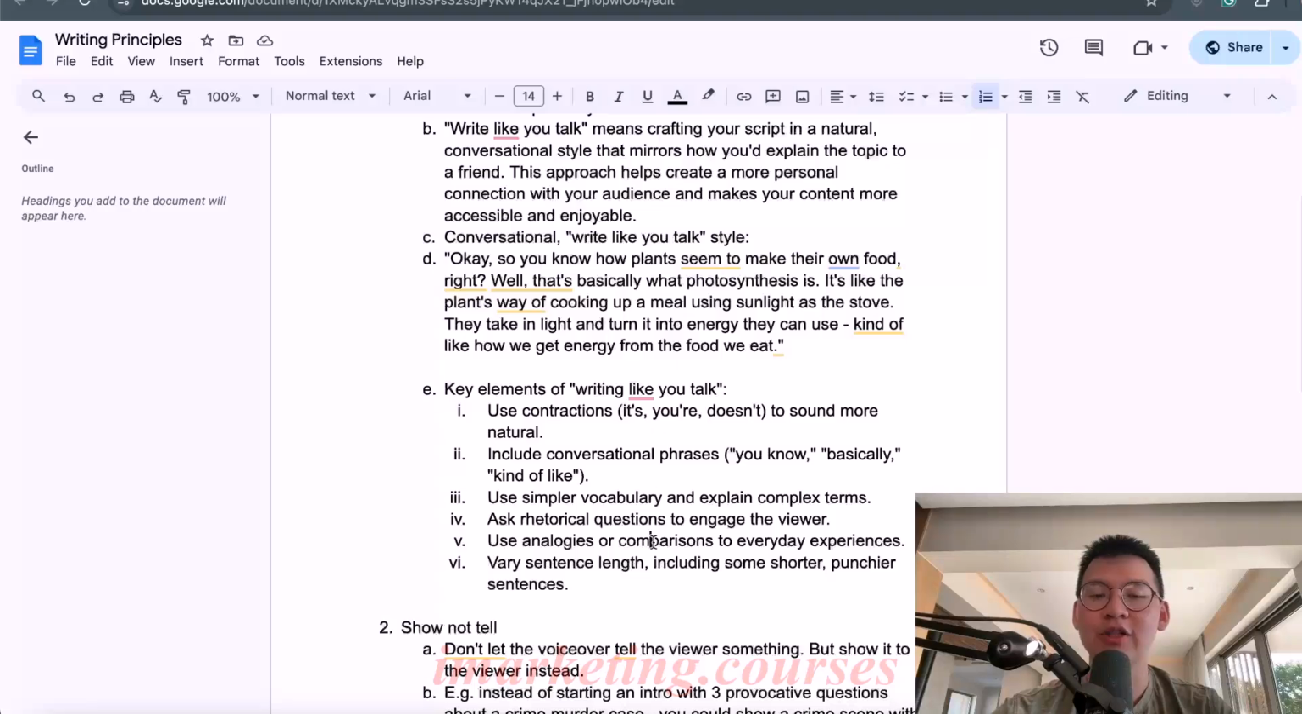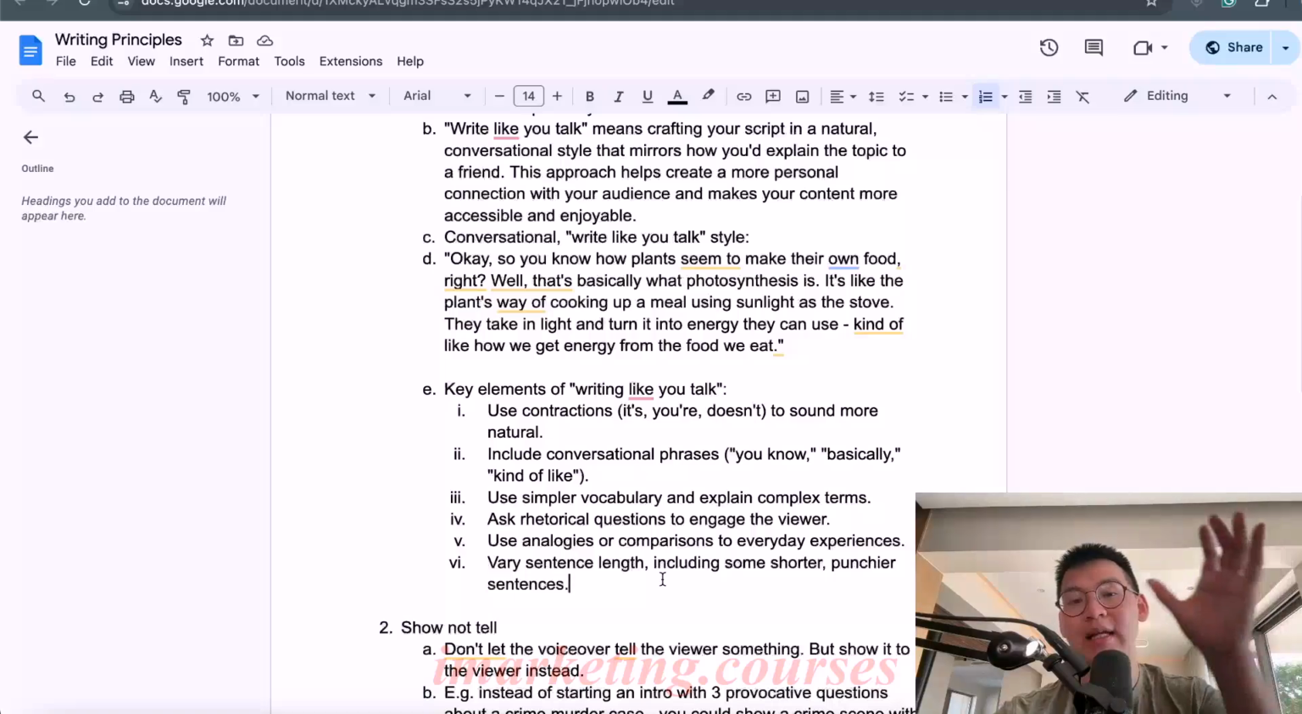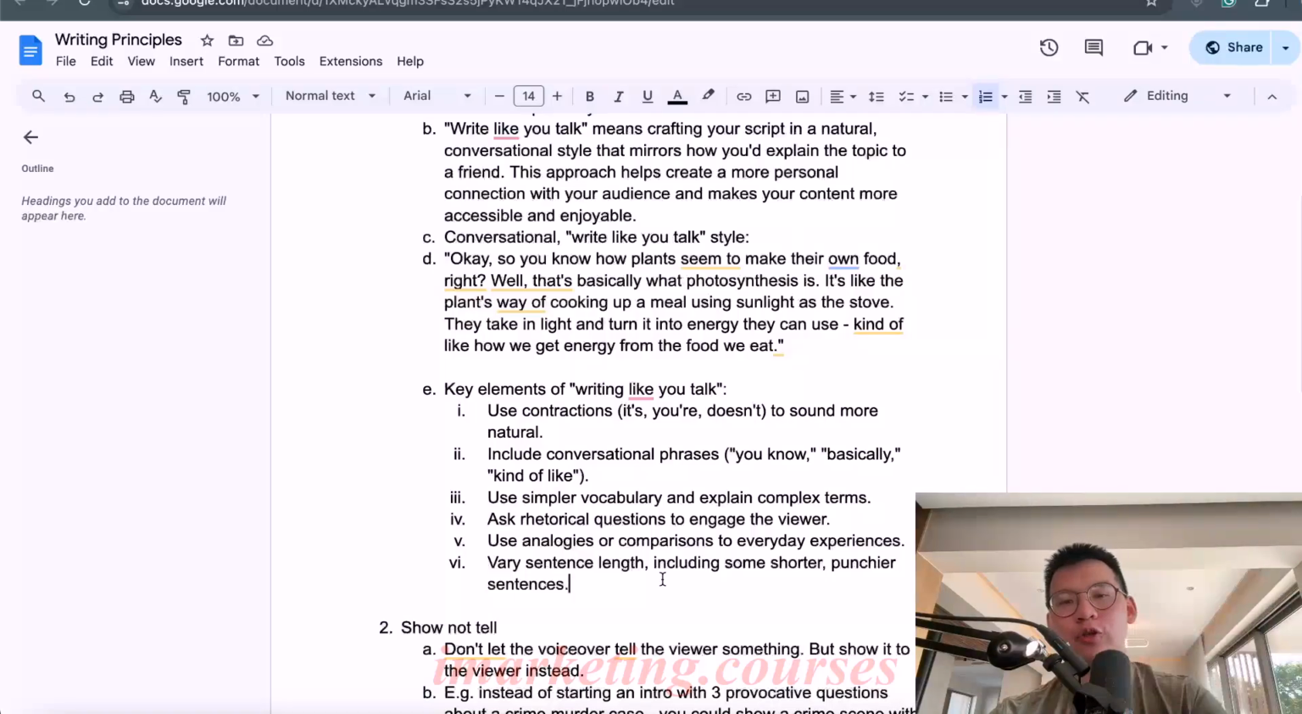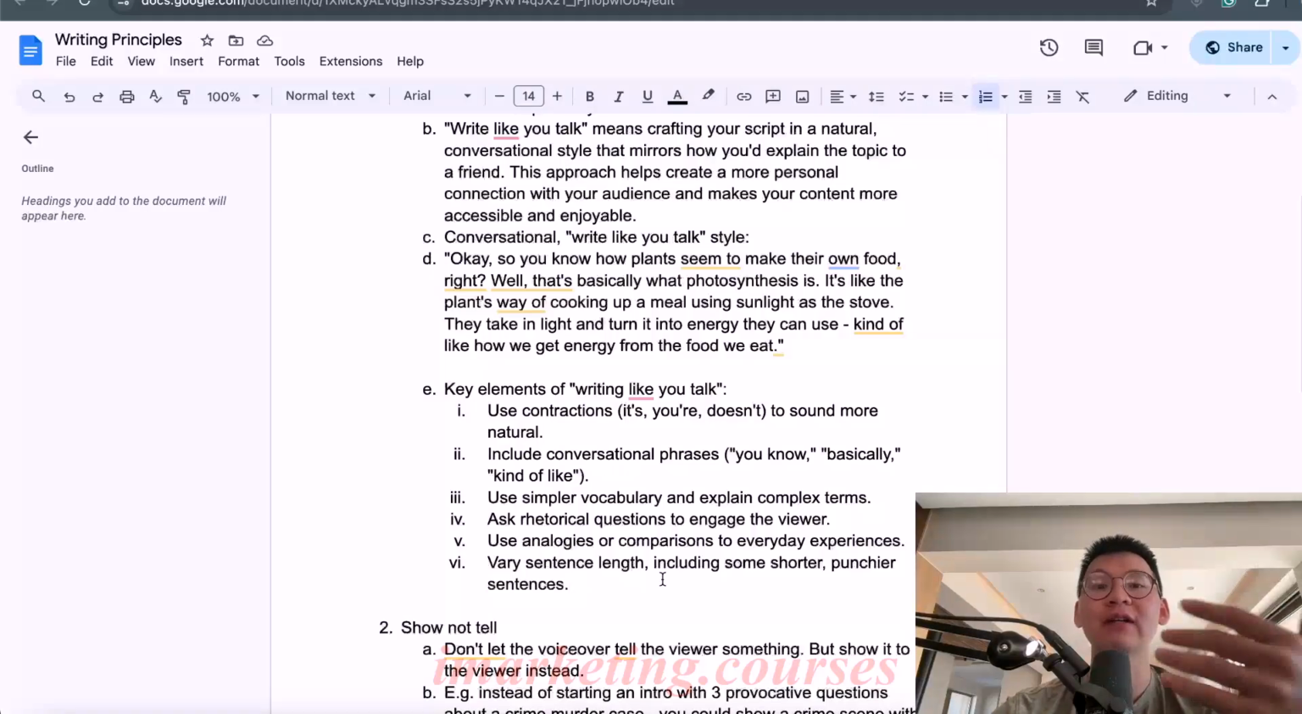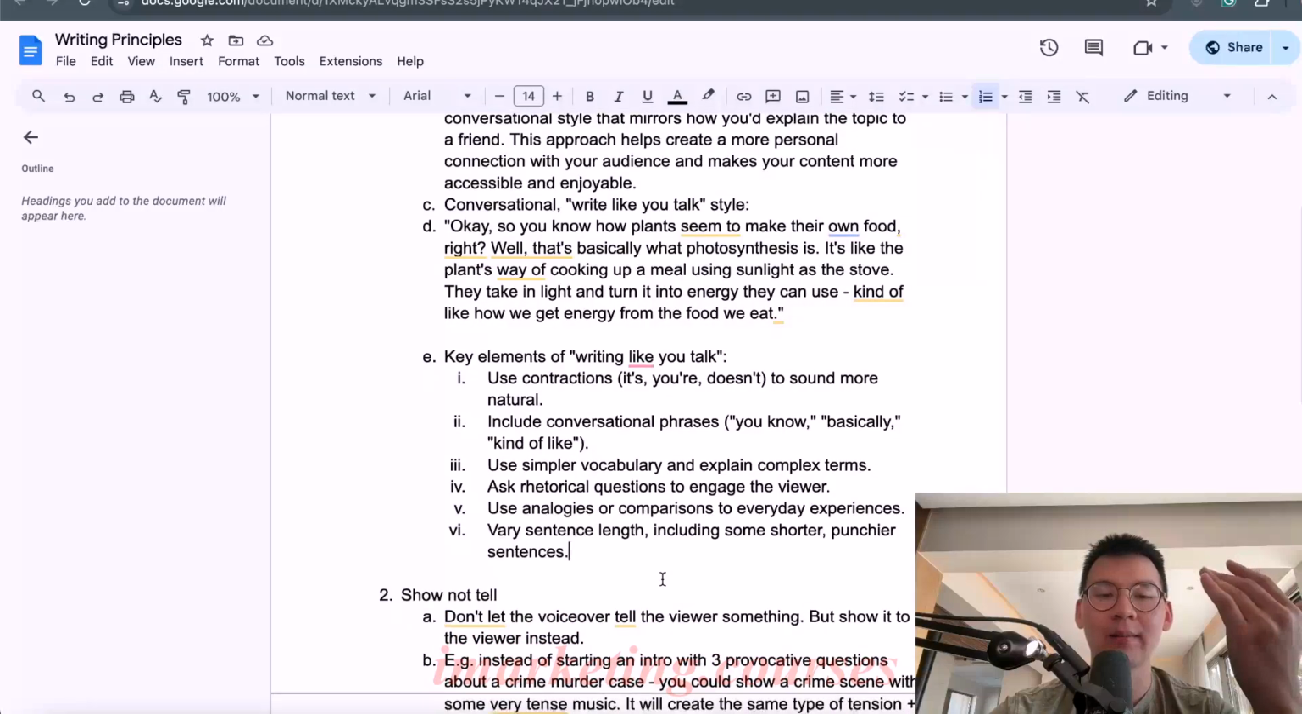Number 5, use analogies or comparisons to everyday experiences, right? Number 6, vary sentence length, including some shorter, punchier sentences. So you can go short sentence, then long sentence, medium length sentence, short sentence, long sentence, medium length sentence, long sentence, right? By varying your sentence length, instead of having everything sound the exact same, or the pacing feel the exact same, you definitely want to vary the length.